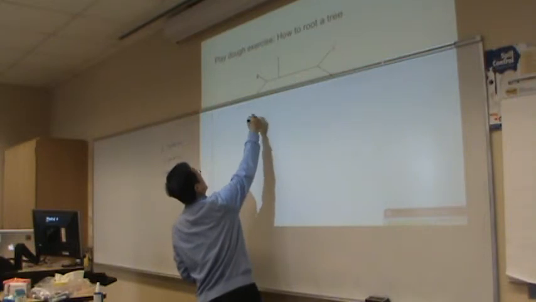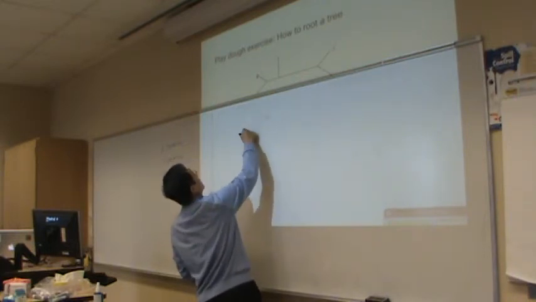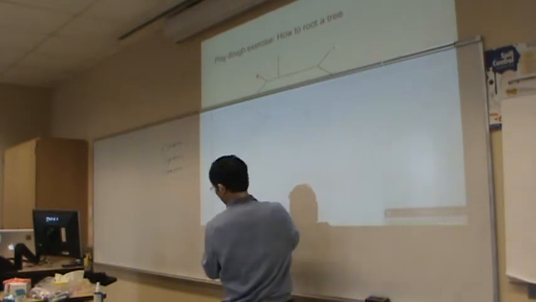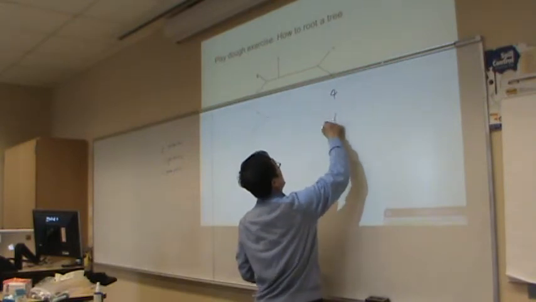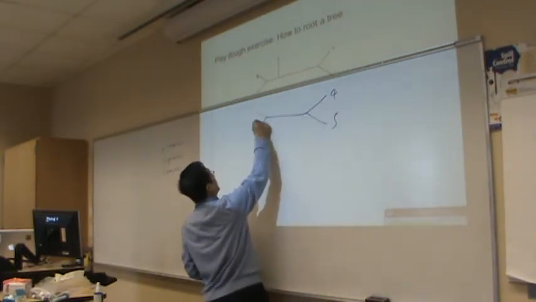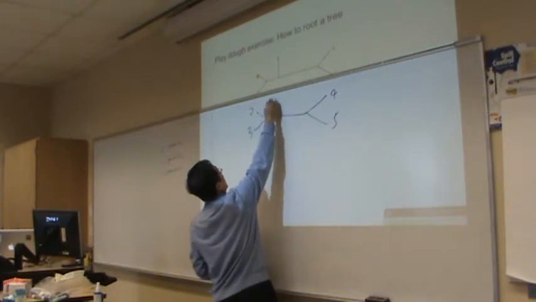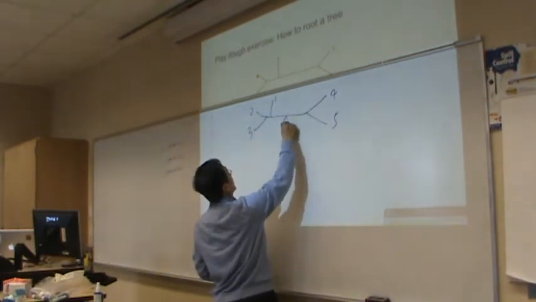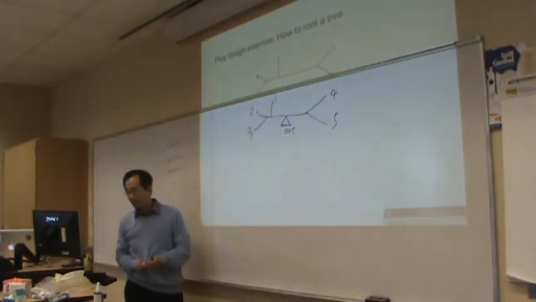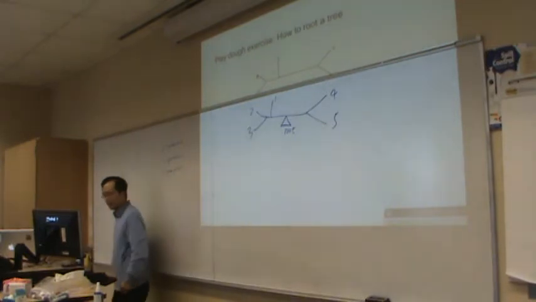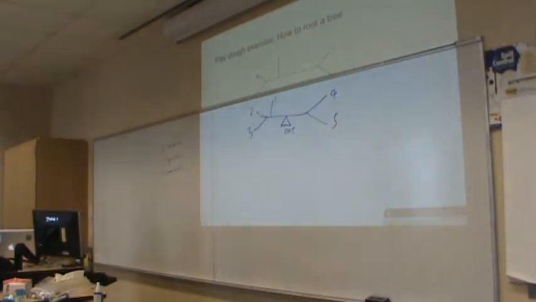Let me redraw that. So 2, 3. If I want to put a root here, how would you redraw this tree? I actually have some Play-Doh here for you to do this. You can take some Play-Doh, generate a tree, and see how it looks.